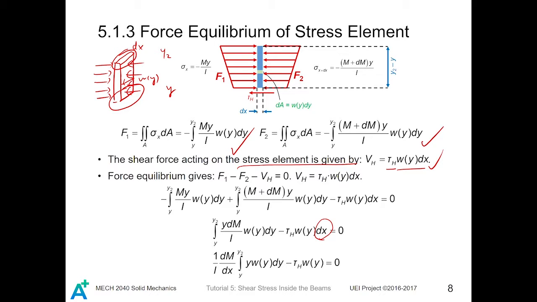So don't worry, there is a way that we can do it. We divide both sides by dx. The left hand term will become the integral from y to y2 of dM/dx times 1 over I times w(y) dy. And for the right hand term, you just cancel the dx out. That's it. Since those two terms are irrelevant to y, we just take them out to be the constant. Then the equation can be written in this form.